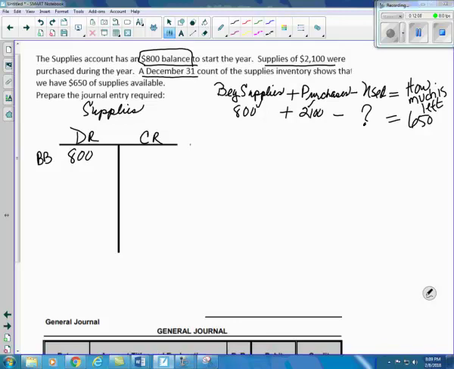Now, some of you, that may be very easy to do, and you could solve for that question mark or the X. I'll just give you a quick little algebra lesson. If we had 800 plus 2,100 minus X, that's our unknown, equals 650, what we can do to isolate the X is add the X to both sides.